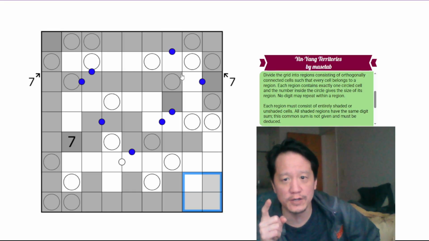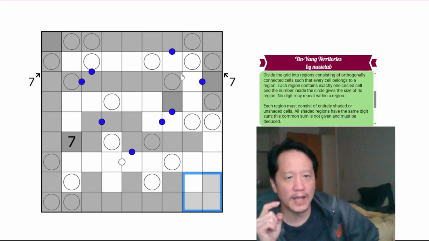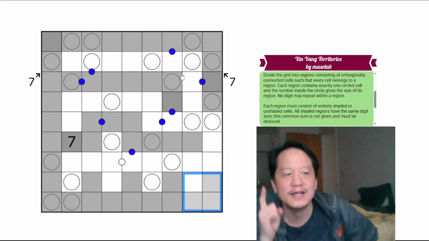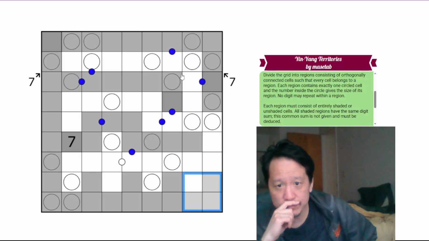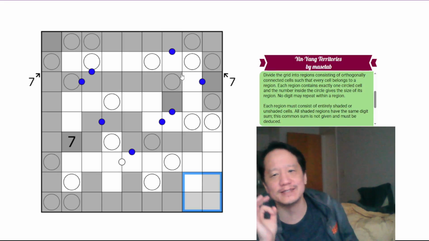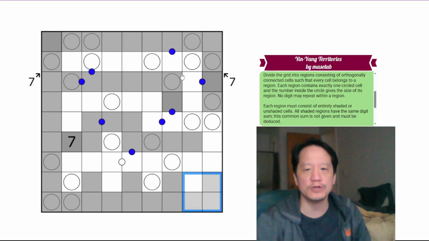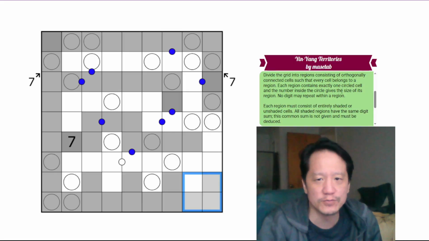It's the first one, where basically all the shaded regions, the sum of their digits sum up to the same sum. And I'll show you again when I'm solving this why I came to that conclusion, that it cannot be the same sum being a digit. This common sum is not given and must be deduced. So we don't know what the sum of the shaded regions are, and we have to deduce them.